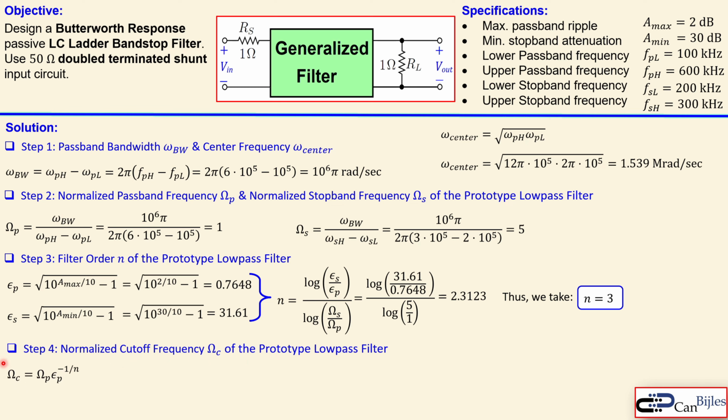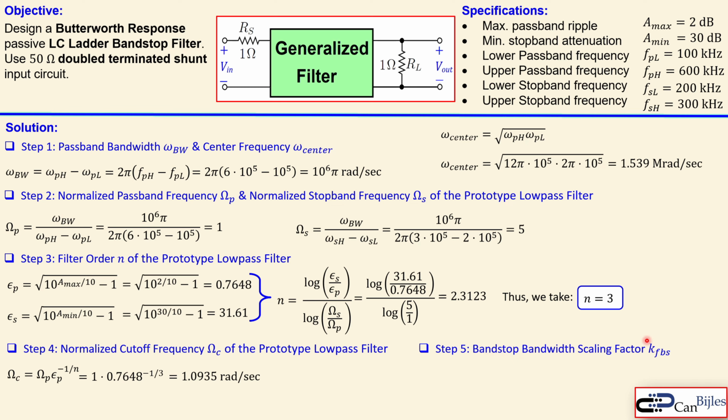Now the normalized cutoff frequency again for this prototype low pass filter is given by this formula. So we see here the omega C and omega P, and we calculate now the required cutoff frequency normalized. That is then again using this epsilon P. We have now 1.0935 radians per second.